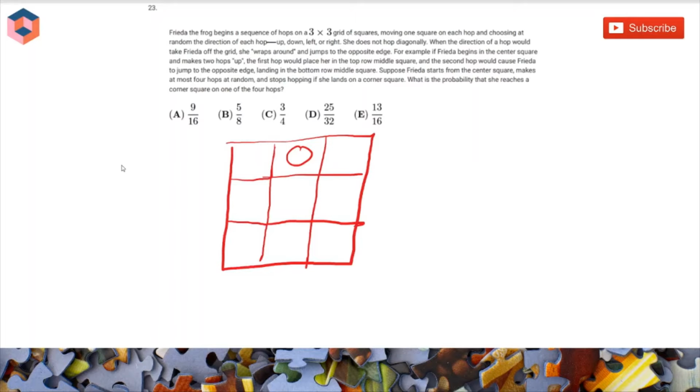Now with a 1/2 chance, we'll go to a corner square, or 2/4, which is 1/2. With a 1/4 chance, we'll go forward and actually come back to this square.